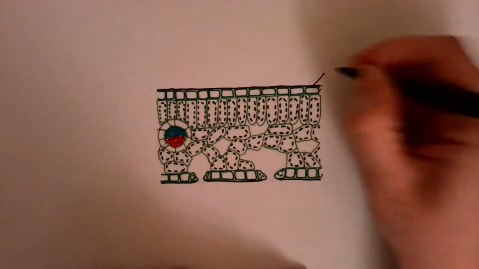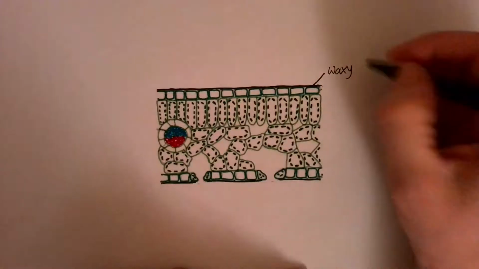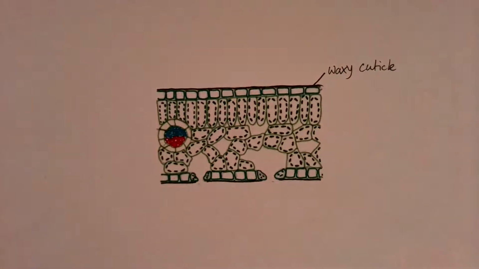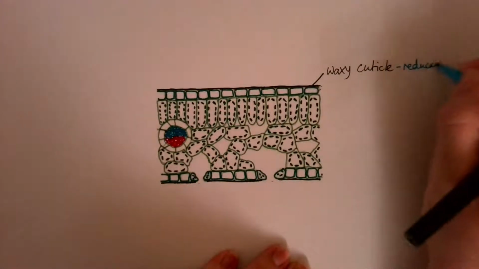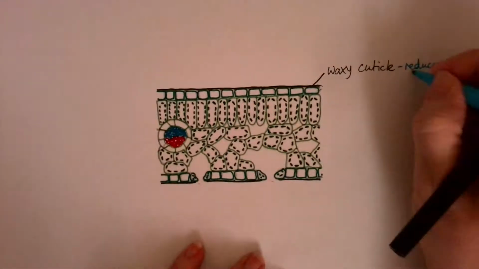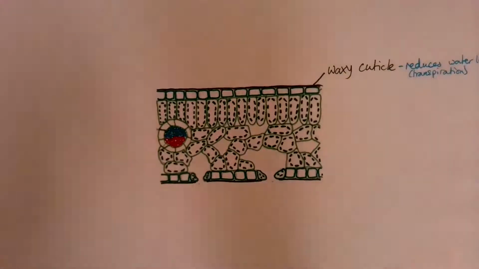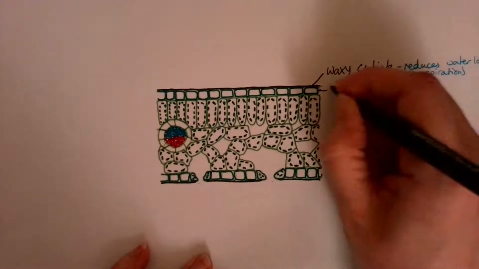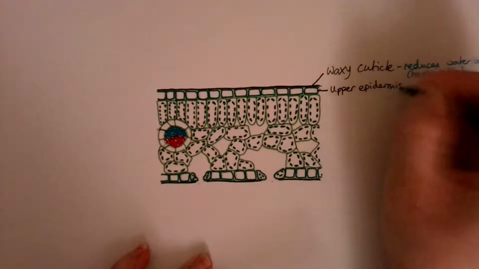So on the very top surface of the leaf we have a layer of a waxy substance. We call this the waxy cuticle, and that's there to reduce water loss from the leaf. So it reduces water loss. Now water loss is a process called transpiration, which we'll be looking at in a future lesson. The next layer down, this top layer of cells here, which are completely transparent, this is the upper epidermis. Epidermis essentially means skin or surface.